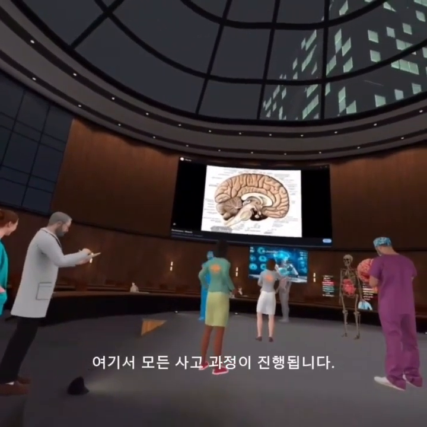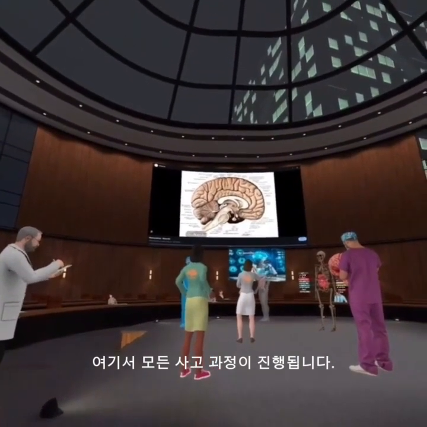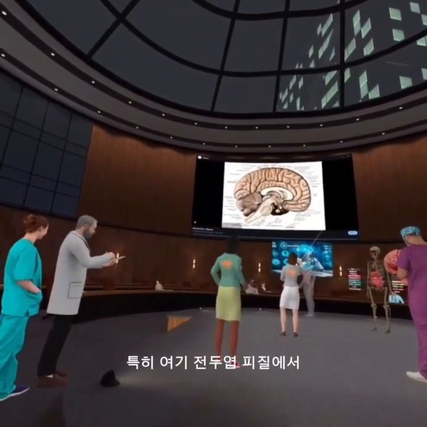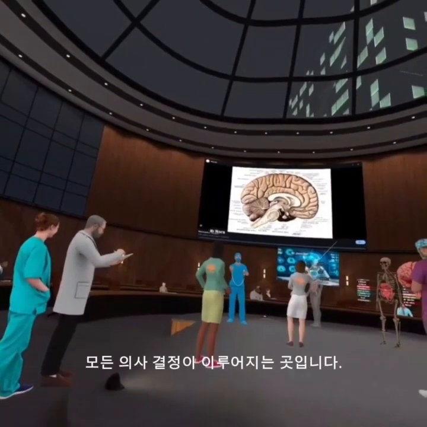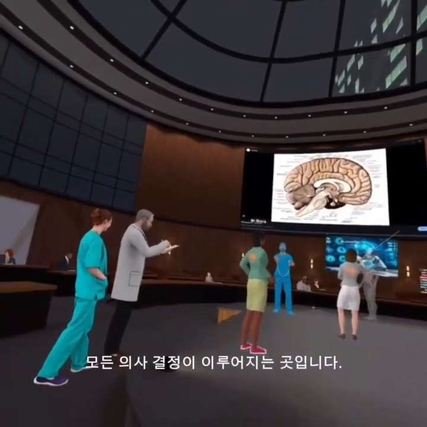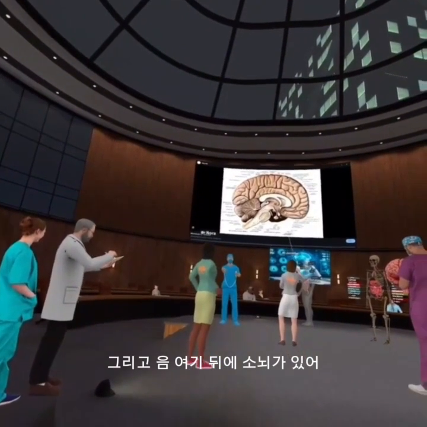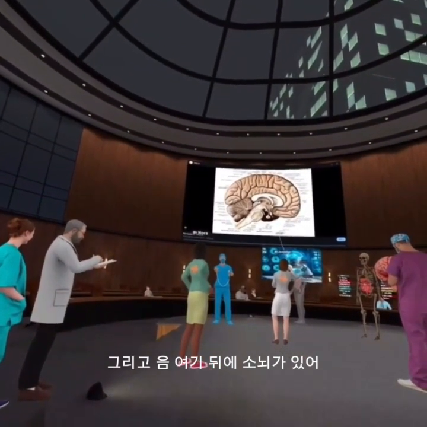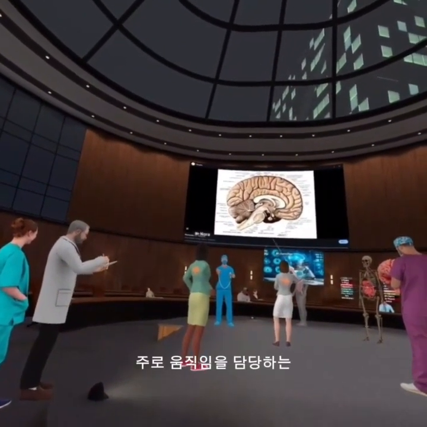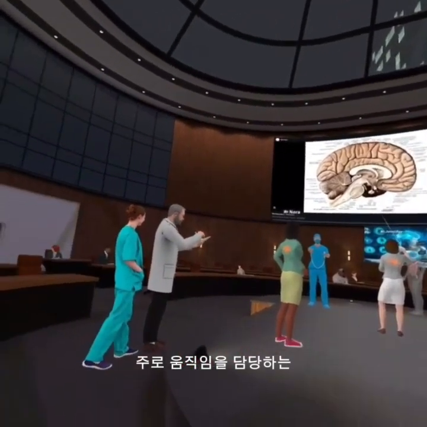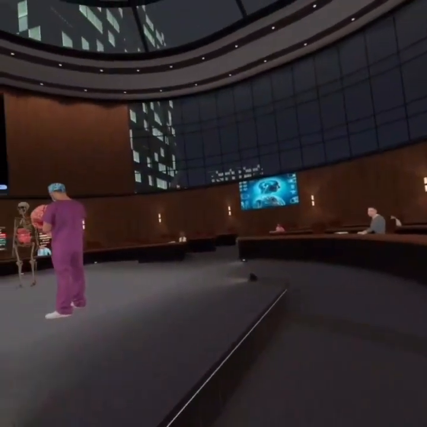This is where all the thought process goes on. Especially here in the frontal cortex, that's where all the decision making happens. And back here, there is the cerebellum, which is responsible for movement largely.